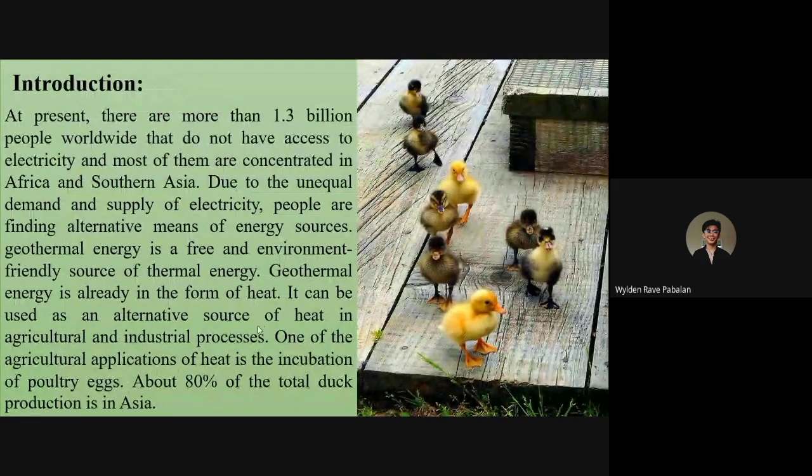Introduction. At present, there are more than 1.3 billion people worldwide that do not have access to electricity, and most of them are concentrated in Africa and Southern Asia. Due to unequal demand and supply of electricity, people are finding alternative energy source. Geothermal energy is a free and environmental friendly source of thermal energy.